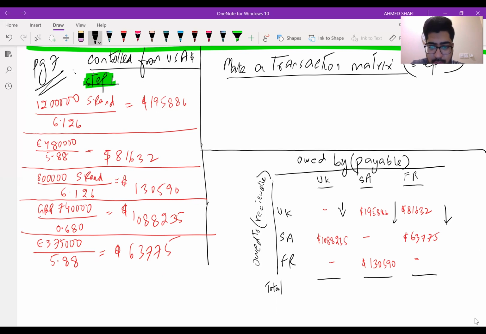So the total of UK is 1,088,235. Total of South Africa is 195,886 plus 130,590. It's 326,476. And total the French transactions. It's 81,632 plus 63775.